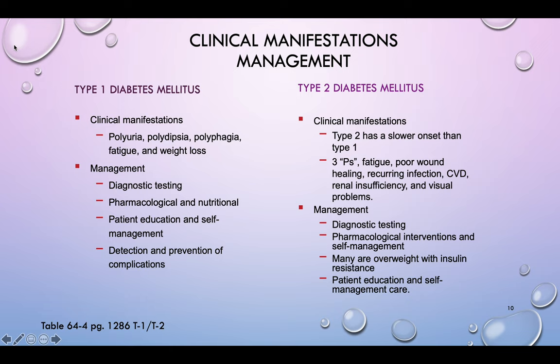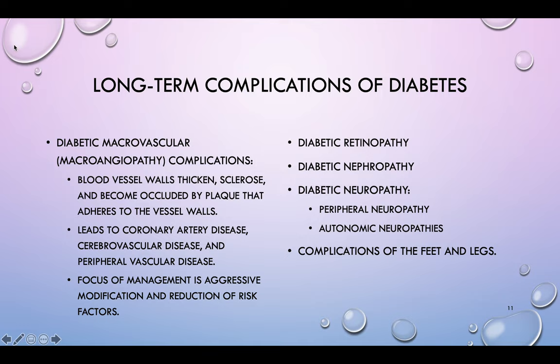Long-term complications of diabetes. Now keep in mind, this happens when you don't control your glucose. If you keep your glucose as close to normal as possible, you're not going to get these things, or at least not until you're old. So there are macrovascular complications and microvascular complications.